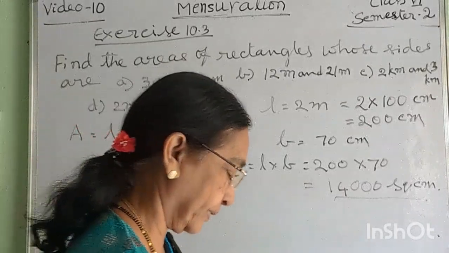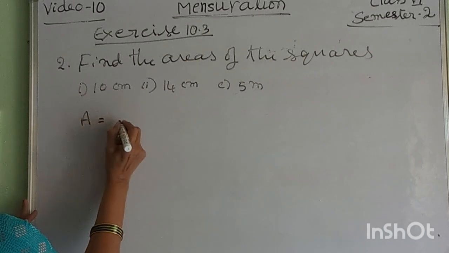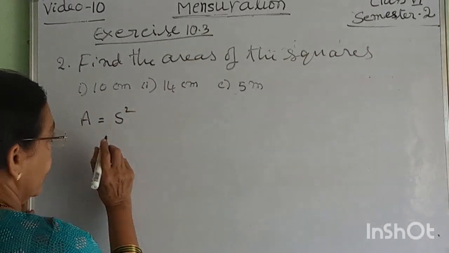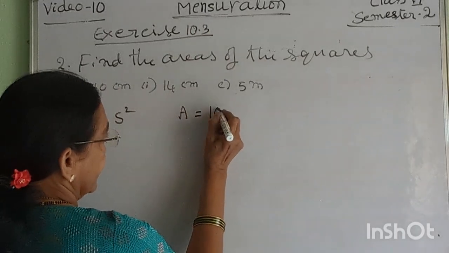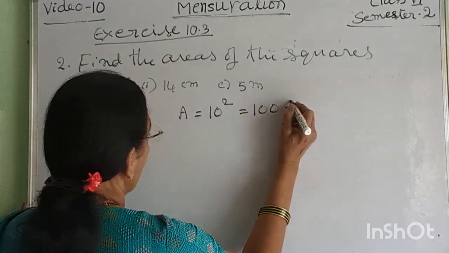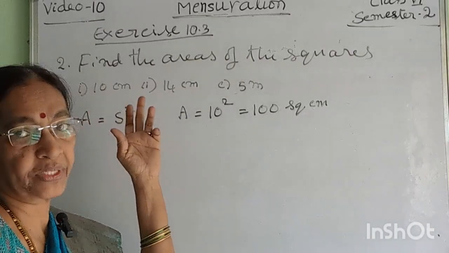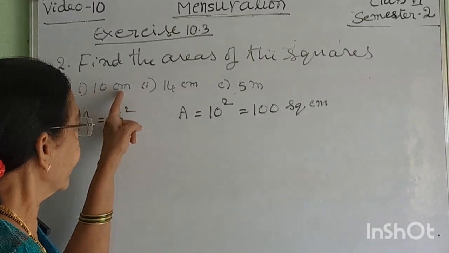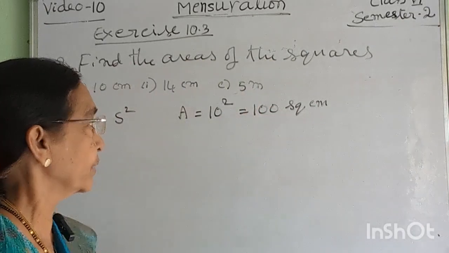That is important. Next, the area of a square is side square. This is the formula. Area of the square is equal to side square. So area of the first square is 10 square. 10 square is 10 into 10, 100 square centimeters. Here we have only one measurement, therefore we need not check the units. If it is centimeter, we get centimeter square. If it is meter, we get meter square.